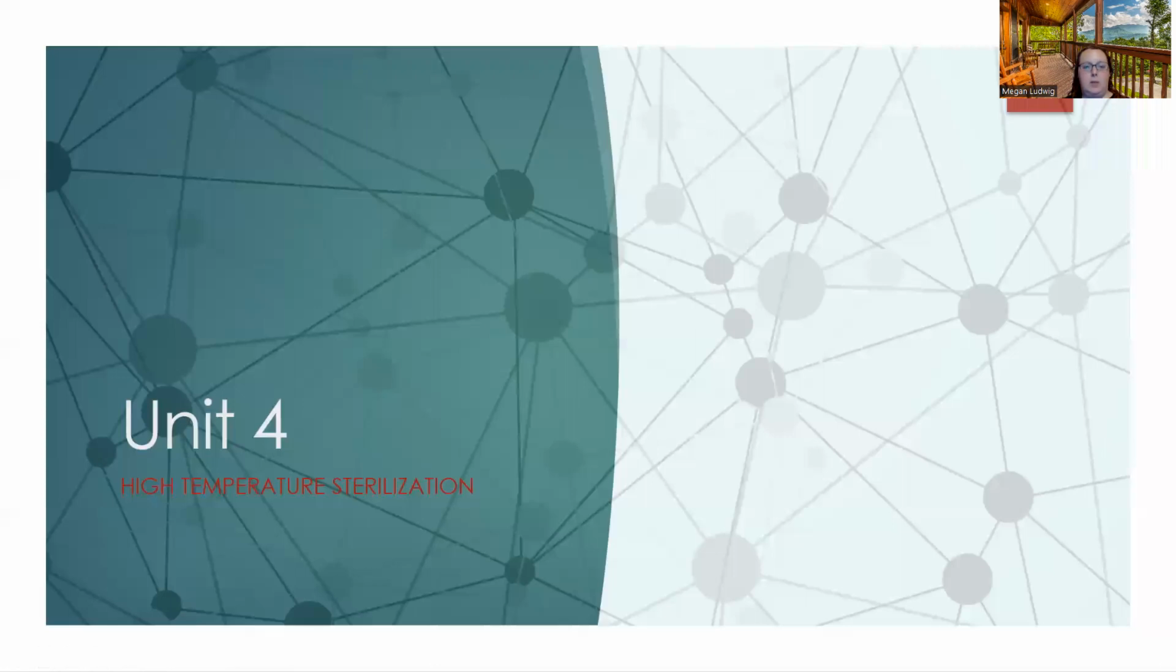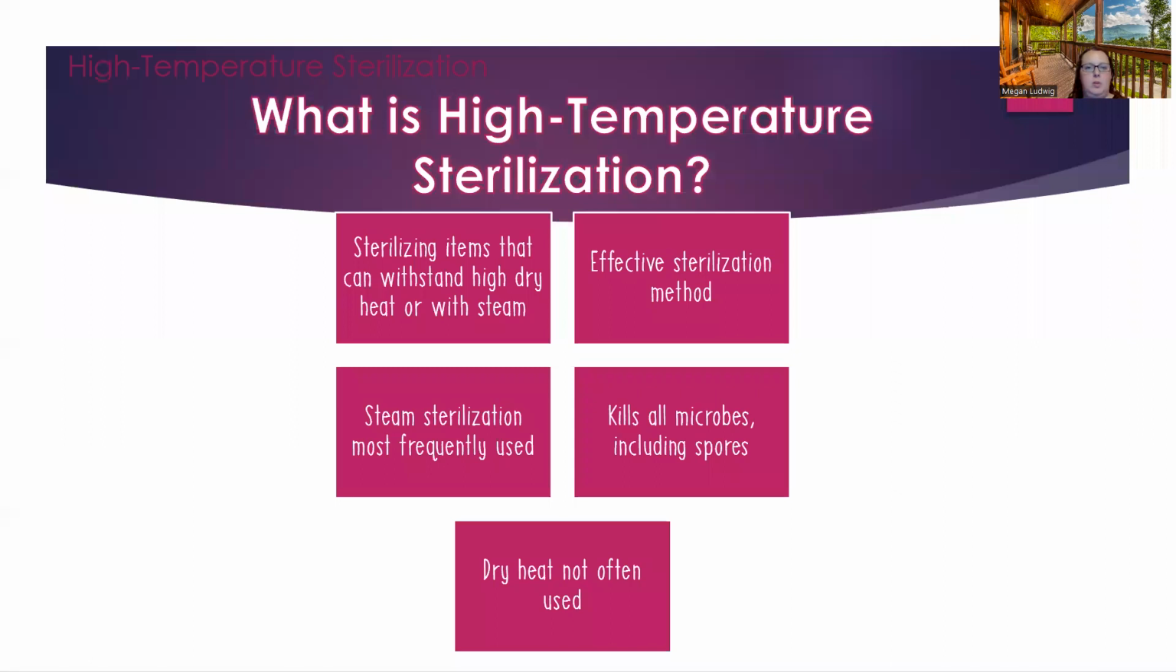Okay, so now let's get into some high temperature sterilization. Let's move away from IUSS for a few. High temperature sterilization is only good for items that obviously can withstand high temperature, usually dry heat, or it could be with steam, a high steam temperature. It is super effective. This is a great sterilization method, and it is one of the most frequently used methods. Since it's a sterilizer, it's going to kill all microbes, including spores. That's what sterilization means, right? So dry heat isn't often used. Steam is going to be more common, your steam sterilizers.